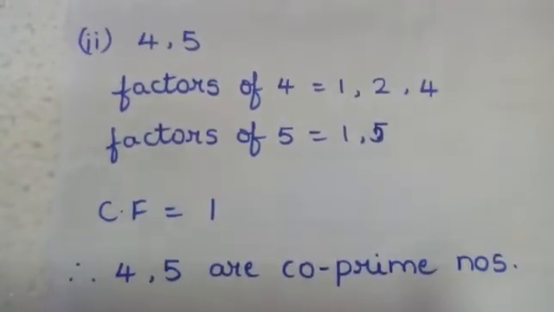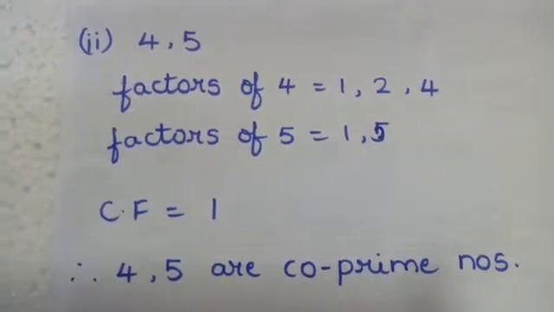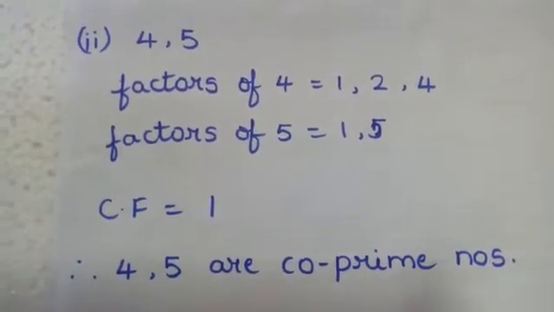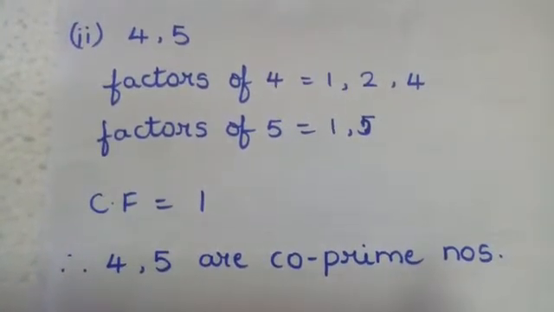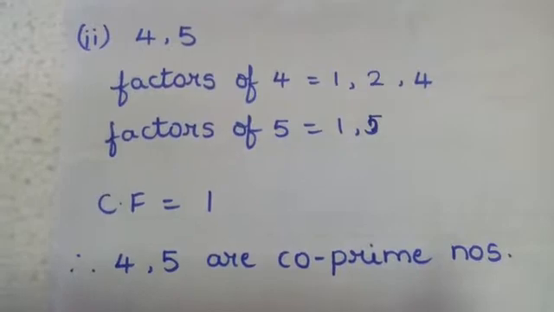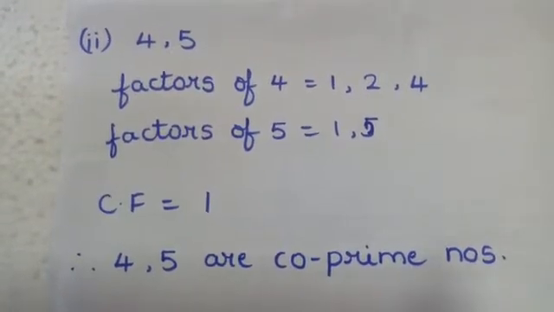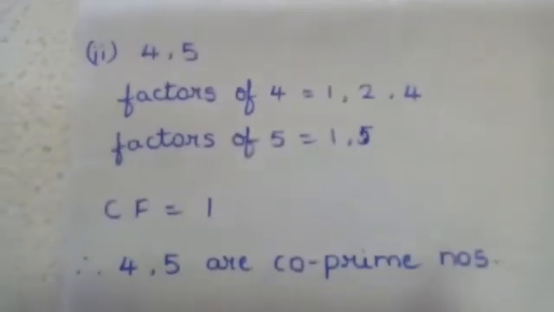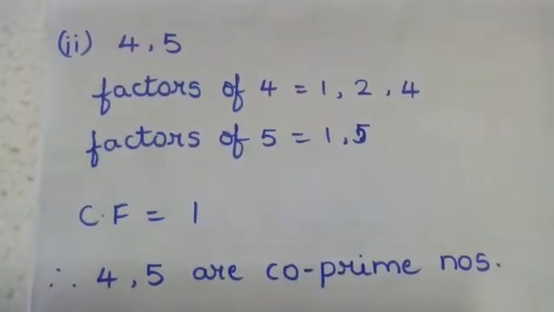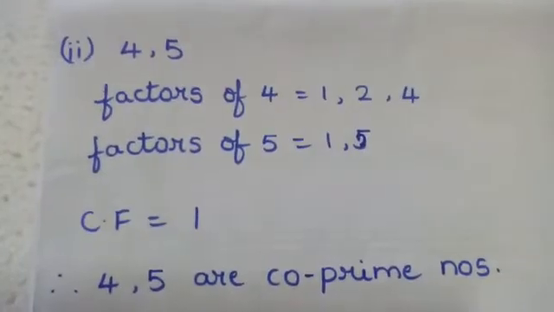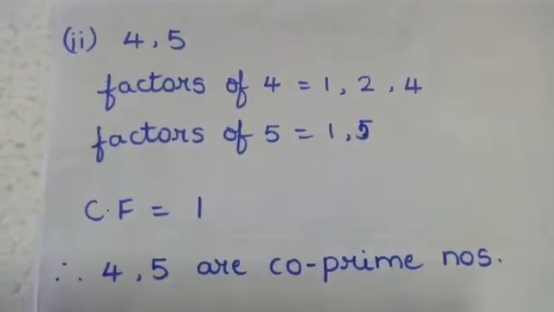Next question we have is 4 and 5. Factors of 4 are 1, 2 and 4. Factors of 5 are 1 and 5. Here the common factor is only 1. So 4 and 5 are co-prime numbers. You can solve other two sums from page number 15.